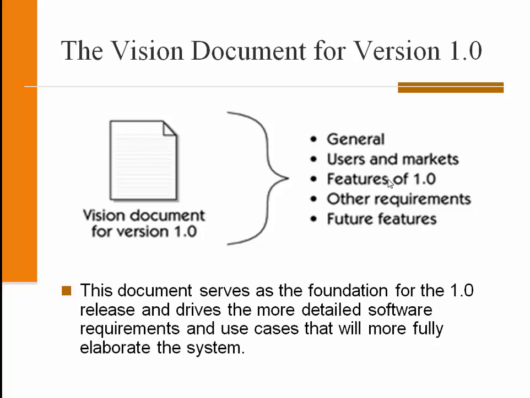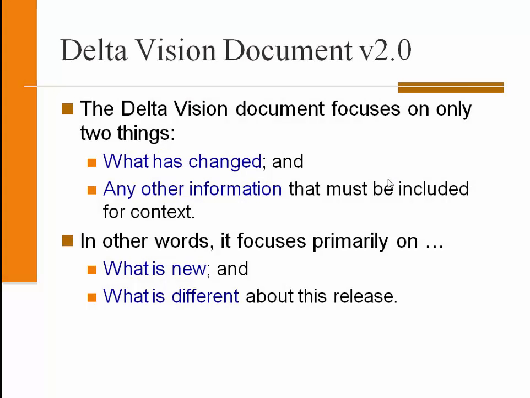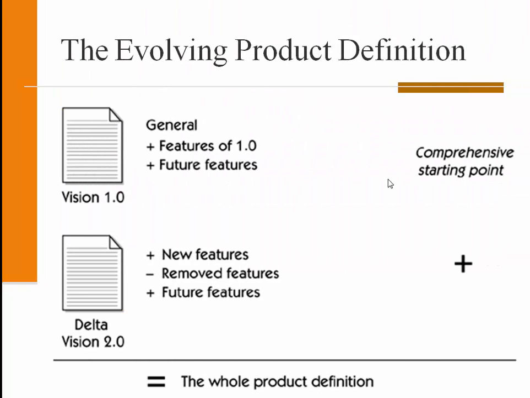Now when we move to the next release, let's say version 2.0, we don't call the document the vision document, we call it the Delta Vision document. Now what does this Delta Vision document contain? This Delta Vision document contains all the content that was in Vision 1.0, along with the new features that are added to the existing product, the features that were removed or deleted from the existing product, and the other future features that are yet to be added to this product.